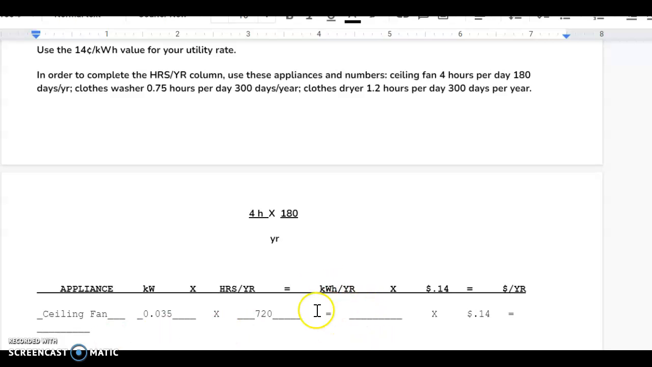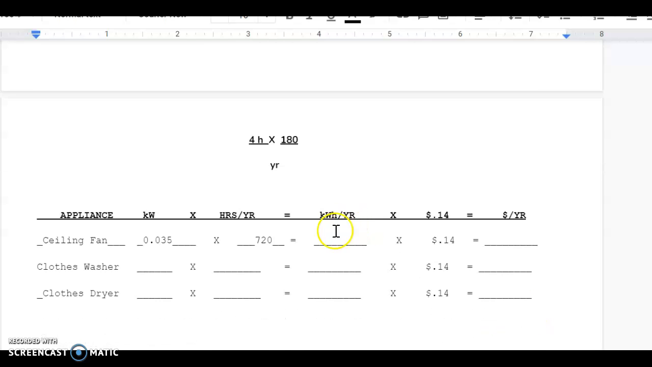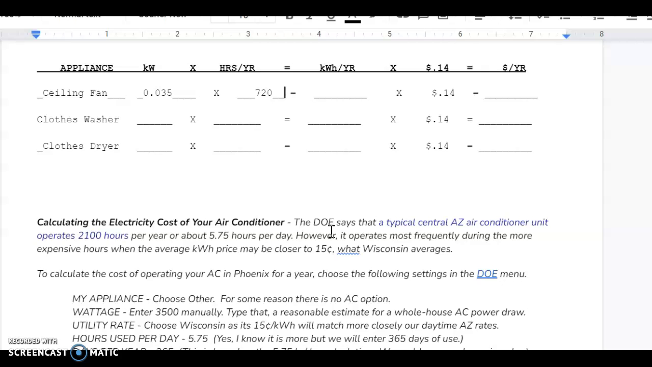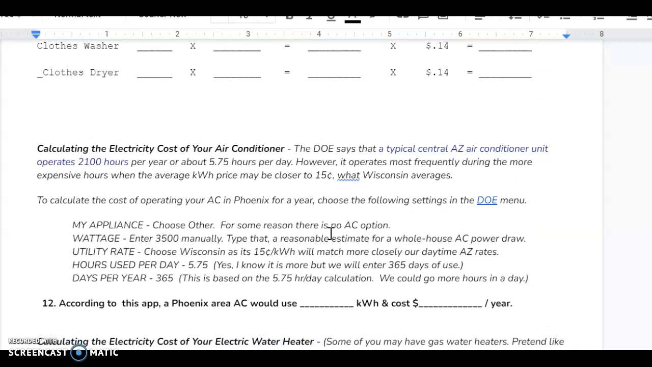For kilowatt hours per year, these get offset when you do this like I'm doing it. Kilowatt hours per year, you're just going to multiply kilowatts times hours, and you get your number here. Then multiply that by the 14 cents rate that we were given, and that'll be the cost per year. And you do that for the other two also. Okay, and that's the kind of thing that you'll be doing as you work through the rest of this also.